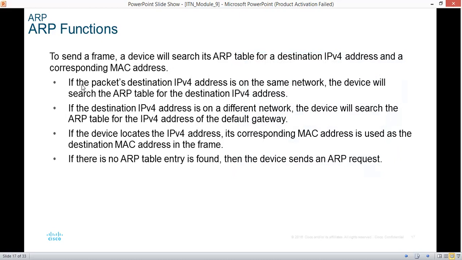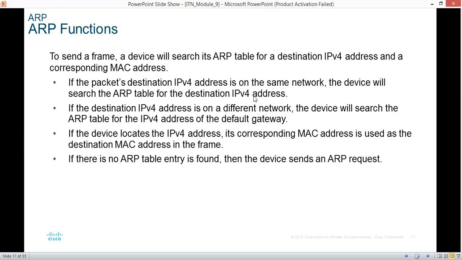Look at the conditions that help to ascertain that. One, if the packet's destination IPv4 address is on the same network, the device will search the ARP table for the destination IP address. Maybe they're on the same network, 192.168.10.0/24. Then the device will search the ARP table. The ARP table is more or less like a memory table that keeps all the IP addresses of that particular network.